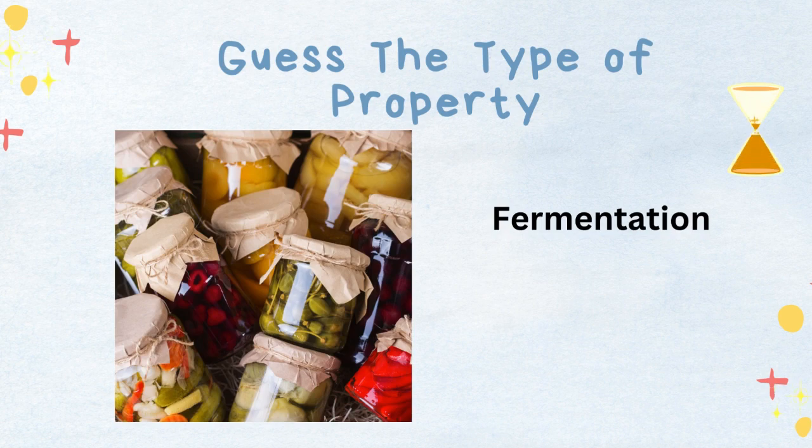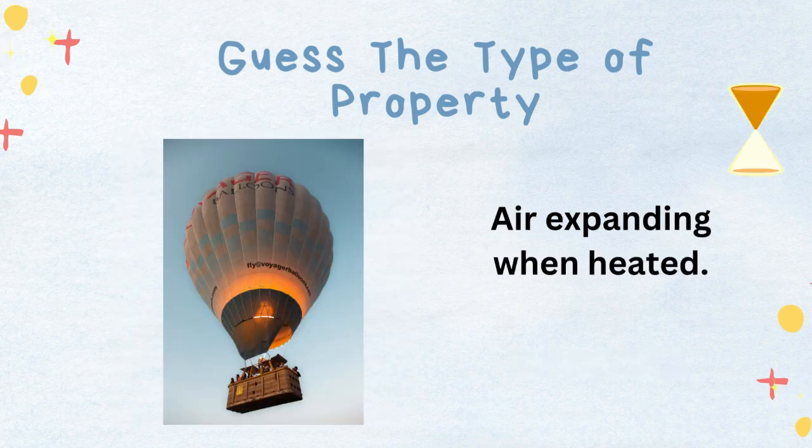Fermentation. Chemical property. Fermentation is a complex biochemical process that involves multiple steps and biochemical pathways, but it ultimately results in the transformation of starting materials into new substances, making it a chemical property of the materials involved. Air expanding when heated.